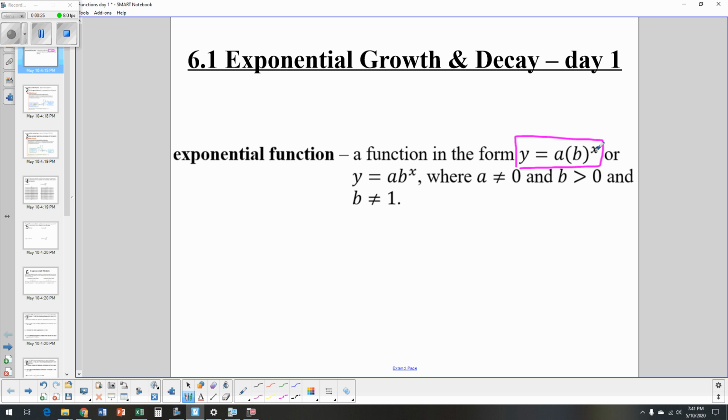So only b here is being raised to the x power. The only things that we have to consider are a cannot be 0, because then that would eliminate this whole thing. B has to be positive, and it can't be 1. The reason it can't be 1 is because if I raise 1 to the first power, it's 1. If I do 1 to the second power, it's 1. If I do 1 to the third power, it's 1. So the function would not change at all if b was 1. So we are going to look at b being something else.